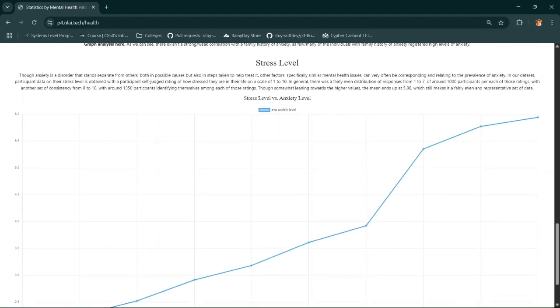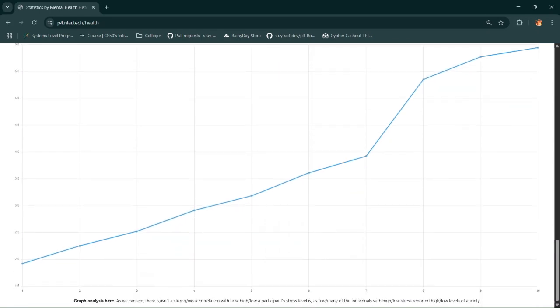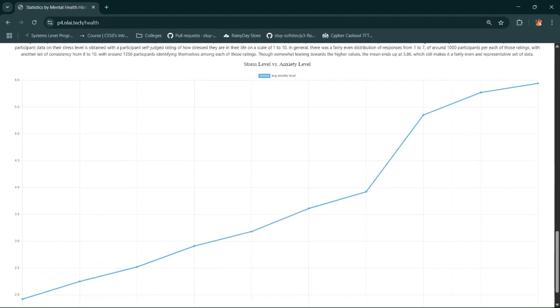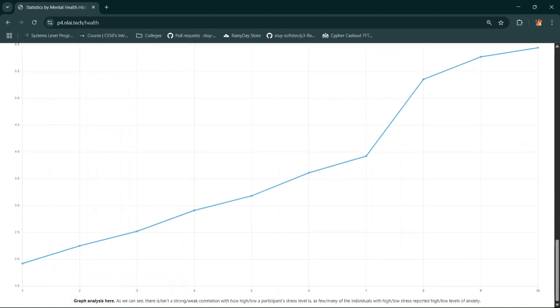And then we can look at stress level, in which we asked participants to rate their stress level from 1 to 10. The results were fairly evenly distributed from 1 through 7, with a slight increase from 8 to 10, with the average being 5.86, which does suggest a fairly balanced but slightly high-leaning experience among participants.